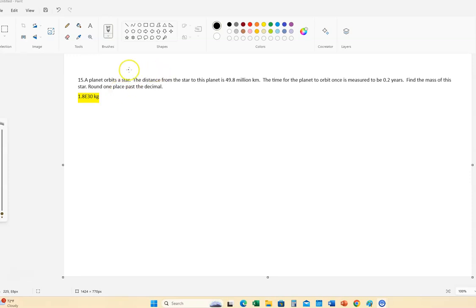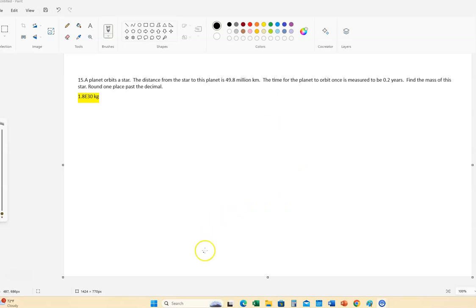Right, so here's number 15. A planet orbits a star. The distance from the star to the planet is 49.8 million kilometers. The time for the planet to orbit once is measured to be 0.2 years. Find the mass of this star. Okay, round one place past the decimal.